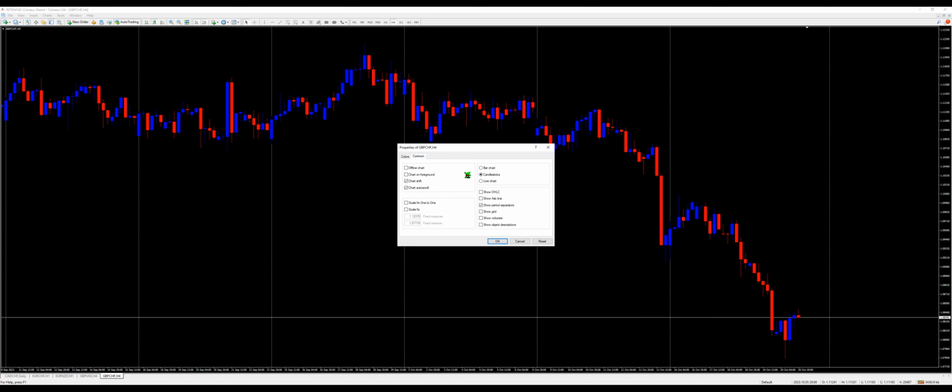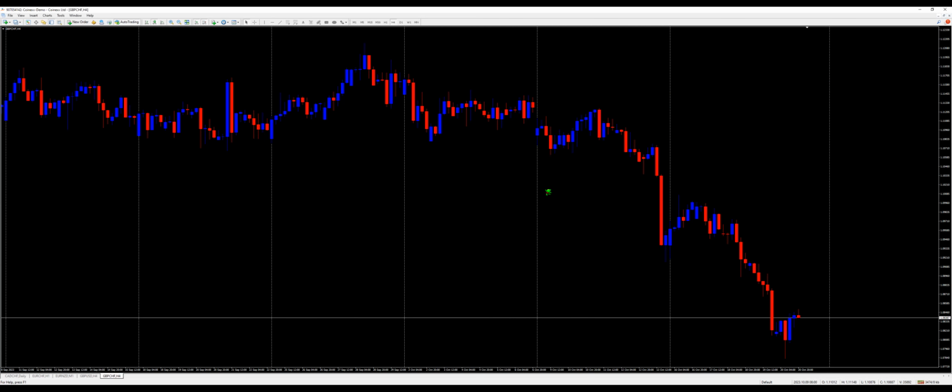And then if I go to the common tab, I have the chart shift, which is basically this. I have the chart auto scroll, and this can be any of these. I show period separators, which is this. We are on an H4 chart, so this is a week. And that's it. So that's the chart.